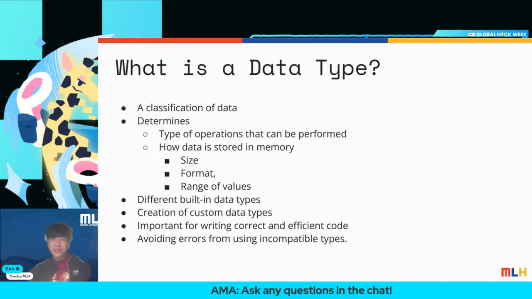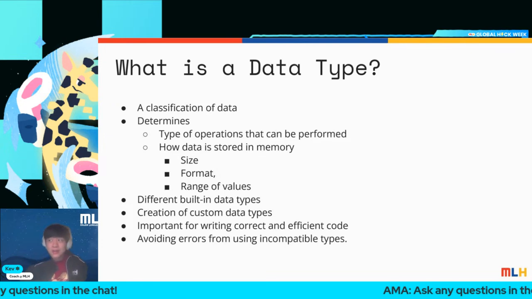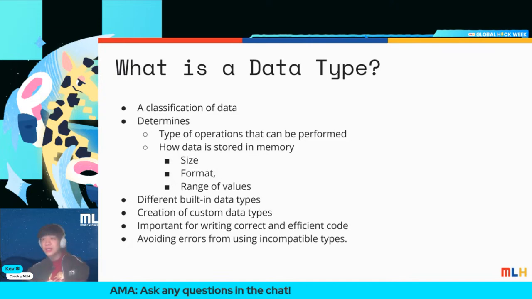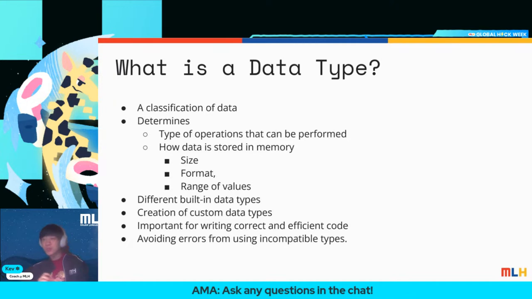So what is a data type? A data type is a classification of data that is generally used in programming. In Python, there are many different types of data. It determines the type of operation that can be performed on that data, and how the data is stored in memory. Memory is essentially just where the data is stored.